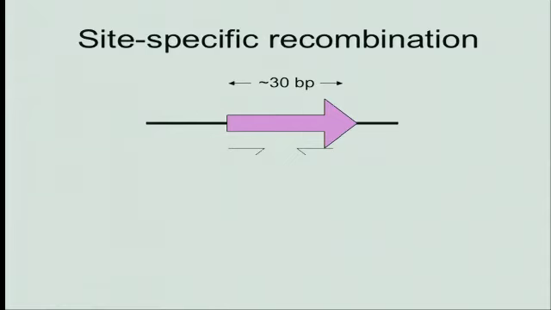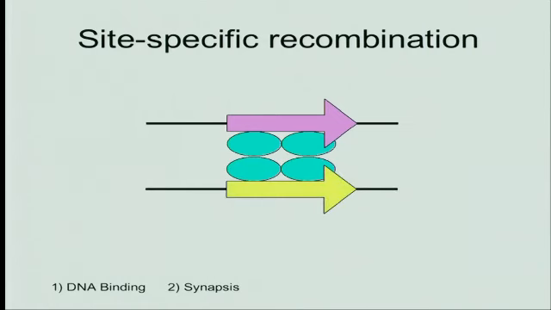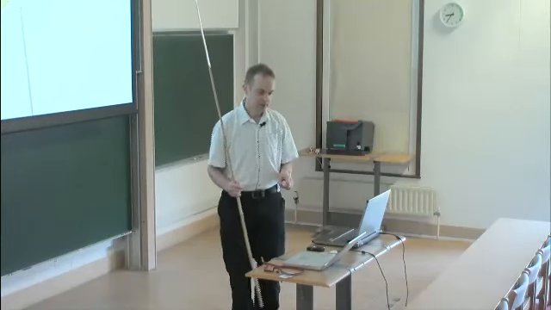Site-specific recombination takes place at short DNA sequences, 30 to 40 base pair long core sequences, to which recombinase proteins bind. These sequences have slight inverted repeat symmetry, so they're dyad repeats, so they can bind to a dimer of recombinase protein, and then two dimer-bound sites can be brought together by a tetramer of the recombinase protein.